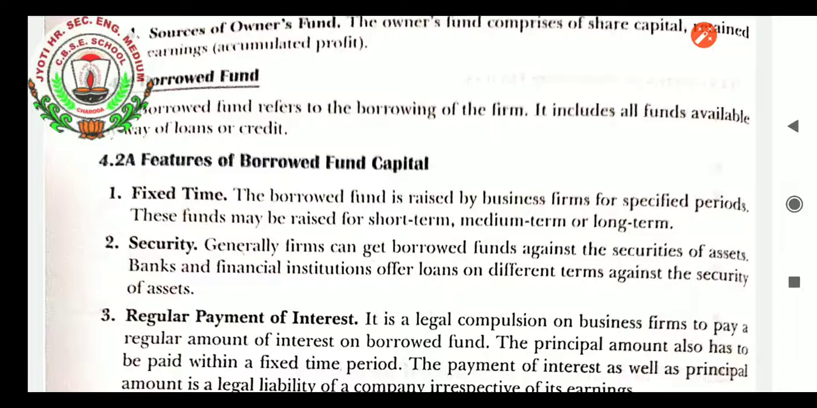Security. Generally, firms can get borrowed funds against the security of assets. Banks and financial institutions offer loans on different terms against the security of assets.